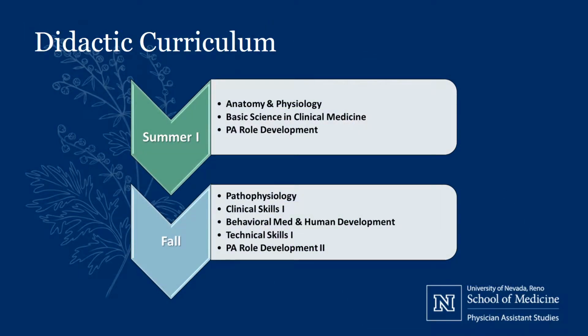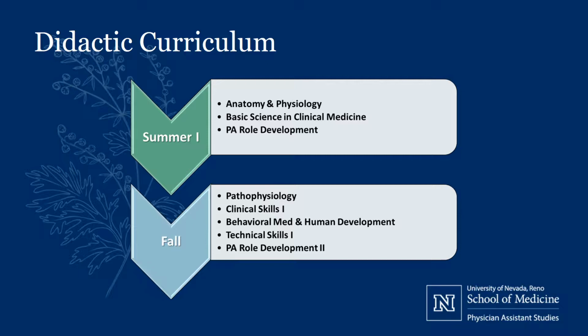The PA program curriculum is 25 months or 7 semesters in length. The first semester of the program includes the foundational sciences of anatomy and physiology and our basic sciences in clinical medicine course, which incorporates genetics, biochemistry, microbiology, and immunology. The first in the 4-course PA role development series explores the professional issues surrounding PA practice.